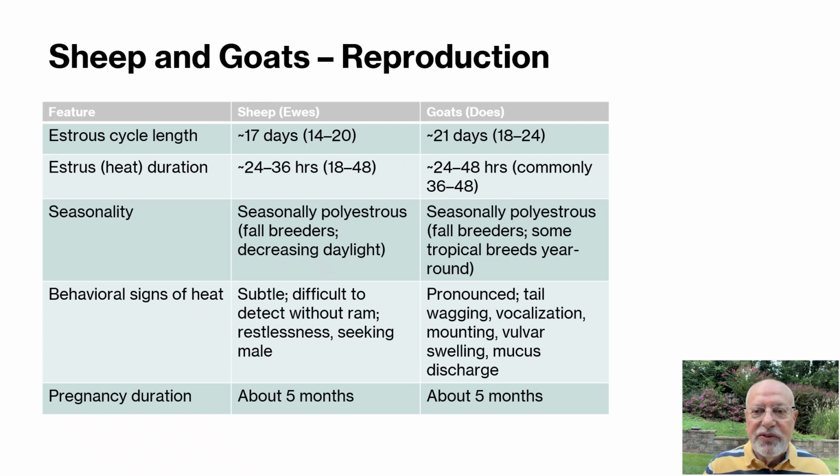Now, the behavioral signs of heat. Whenever they come into estrus, the farmers know that these animals are getting ready to be bred. How can they find out? Well, the sheep has very settled behavior. Even if they are in estrus or heat, they will follow the ram, but they are not as vocal and obvious in behavior as the goats. The doe will follow very closely to her buck, the male. They will urinate in front of him. They wag their tails and do all kinds of different things to attract him. Now, the pregnancy duration is about the same, about 5 months, with some variation of a few days here and there.